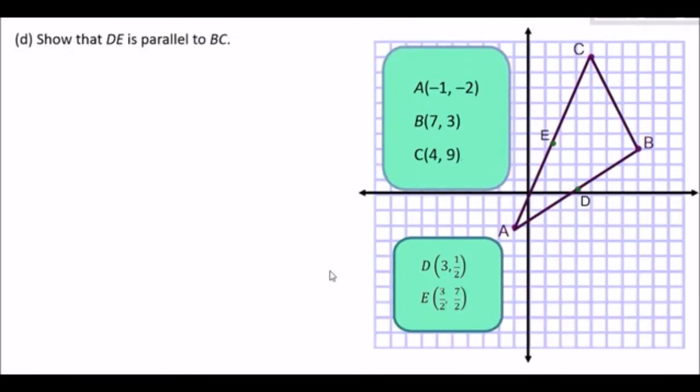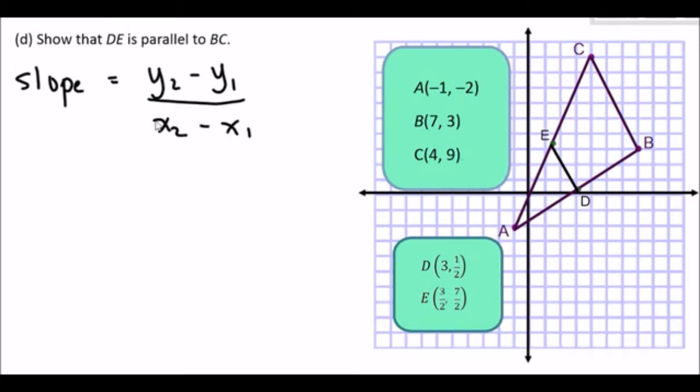Okay. Next question. Show that DE is parallel to BC. Again, we're talking about the line that connects D and E, and we're asking if it's parallel. Parallel means we need to look at the slopes of those lines. So let's find the slope of both those lines. So here's the slope formula. Slope is a ratio or a fraction that compares the rise over the run of a line. Let's look at the slope, small case m, of DE. So here's the points D and E.